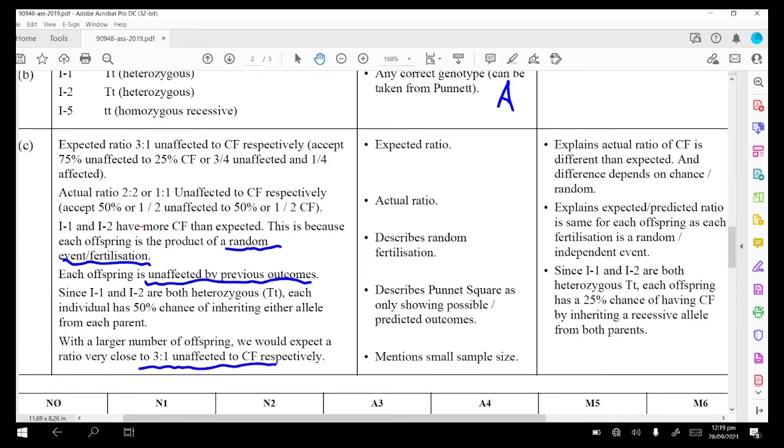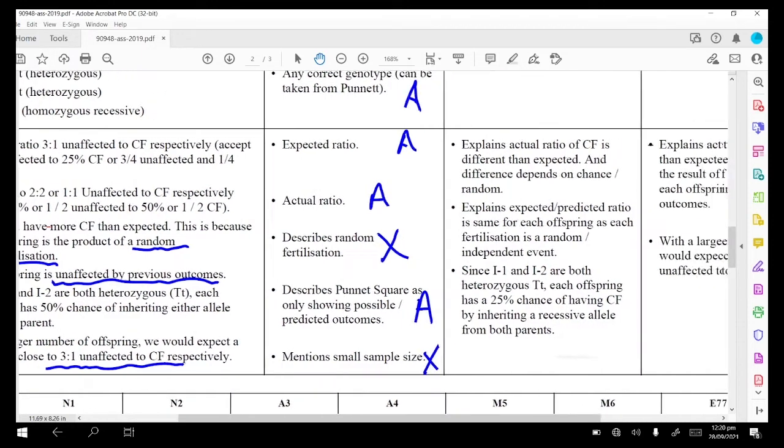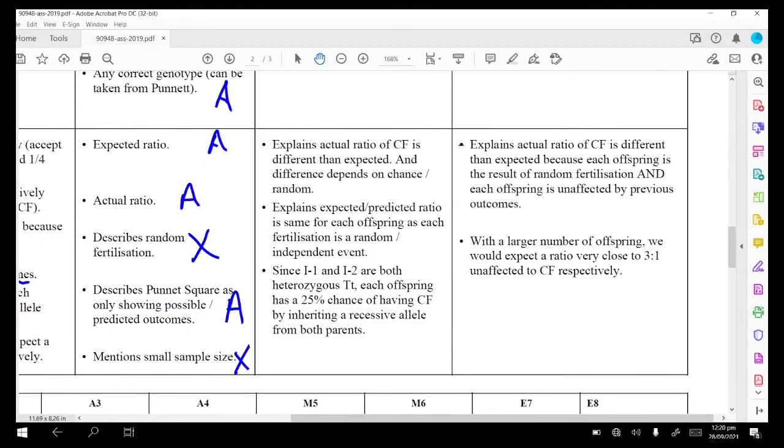Okay, so you wrote the expected ratio, we wrote the actual ratio. Described random fertilization. I did not do that. Describe the Punnett square as only showing possible predicted outcomes. We did that. And we mentioned small sample size. I didn't do that. See why it's important to do past papers.